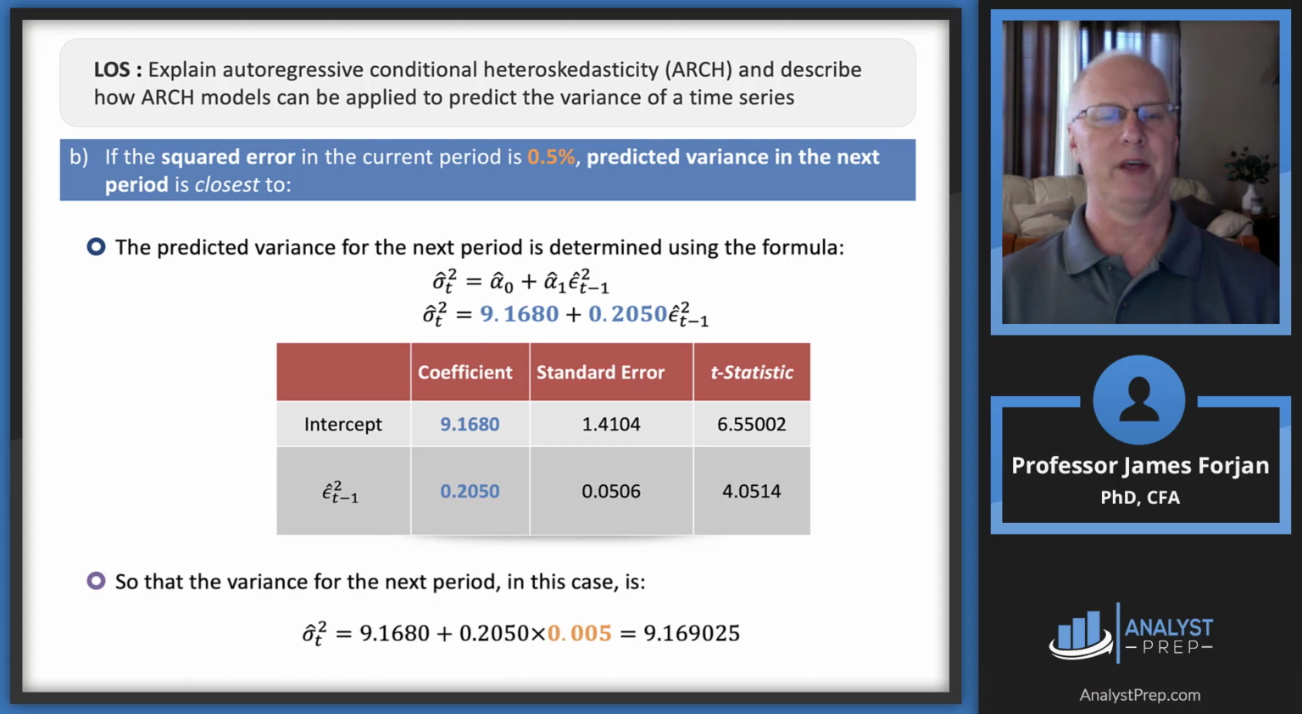And then part B of this LOS is pretty simple, right? All we're going to do is, if the squared error in the current period is 0.5%, so that has to be given, all we do is take the 916, right? There's the intercept, and then the 2050, multiply that by the 0.005, which is the 0.5%. So the variance in the next period is going to be that 9169.